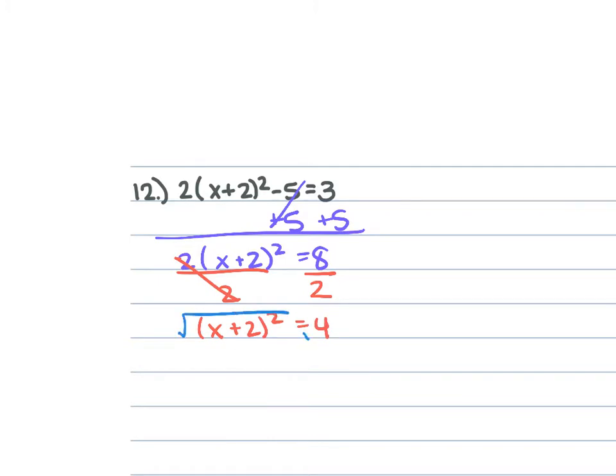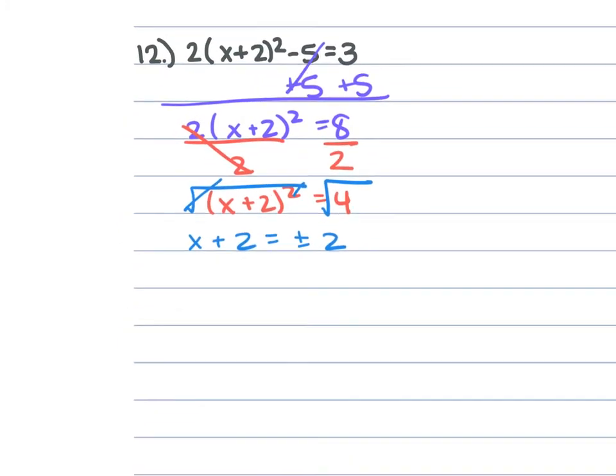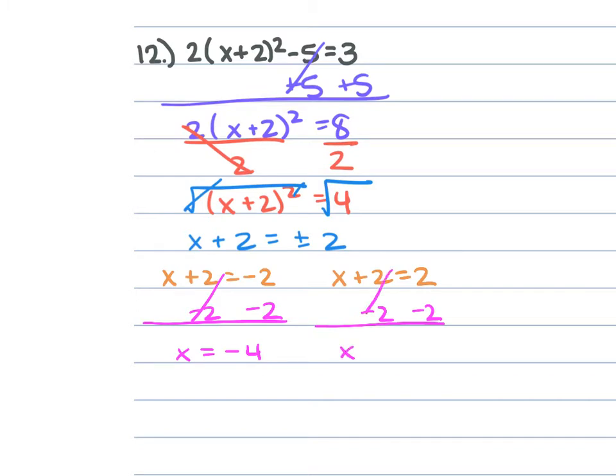I'm going to take the square root of both sides. We have x plus 2 is equal to plus or minus 2. And I'm going to separate this into two equations to have x plus 2 is equal to negative 2 and x plus 2 is equal to positive 2. From here, I'm going to subtract 2 from each side. So x is equal to negative 4 and x is equal to 0.